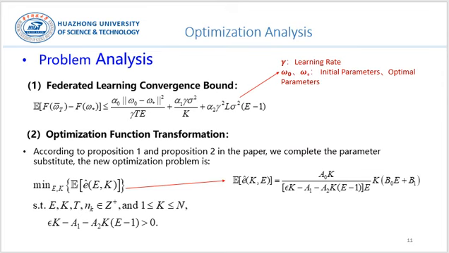It is quite difficult to solve the problem directly. We should seek other solutions. According to proposition 1 and proposition 2 in this paper, we complete the parameter substitution. After we complete the parameter replacement, we can rewrite our objective optimization function as below.